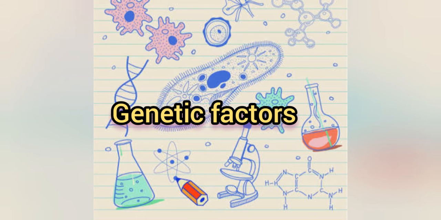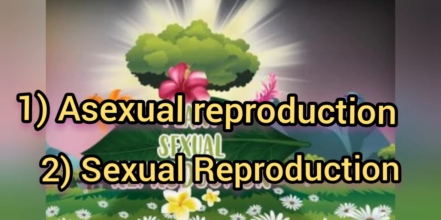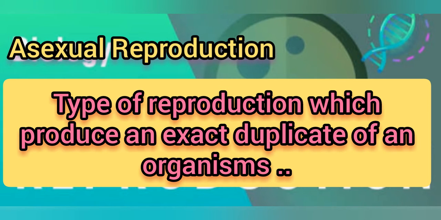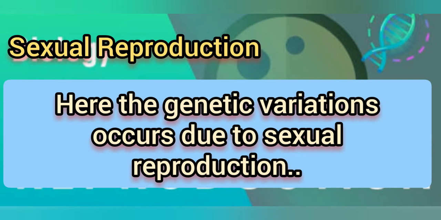So there are two basic types of reproduction, that is asexual reproduction and sexual reproduction. Asexual reproduction is the type of reproduction which produces an exact duplicate of an organism, whereas sexual reproduction involves the joining of male and female sex cells, gametes, and here genetic variations occur due to sexual reproduction.